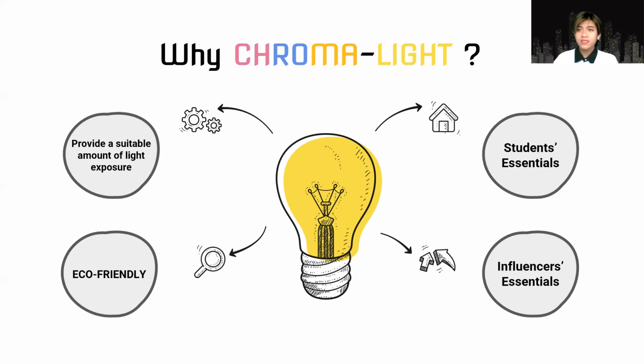Lastly, we have the influencers' essentials. When we talk about influencers, they definitely have to post pictures. They need an appropriate amount of lighting in order to take pictures. So with Chroma Light, they are definitely going to have proper lighting because there are four different types, so they can use each type for different occasions when promoting or advertising any kind of product for the public's eyes.